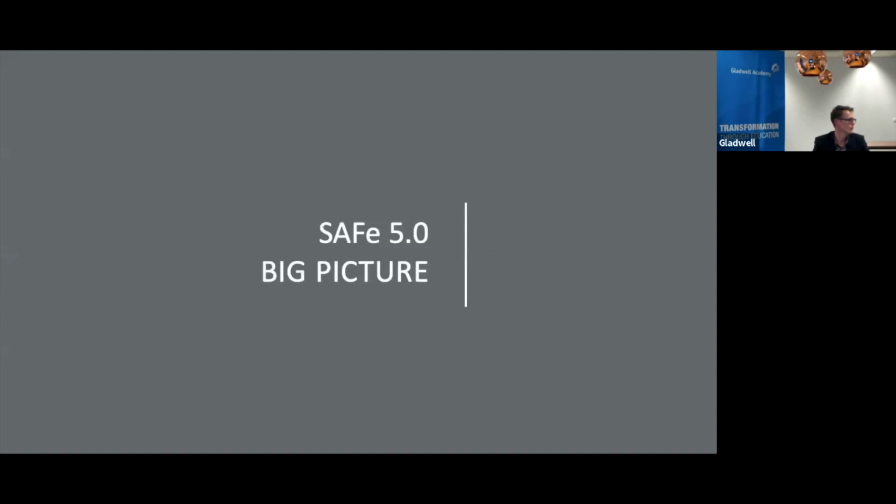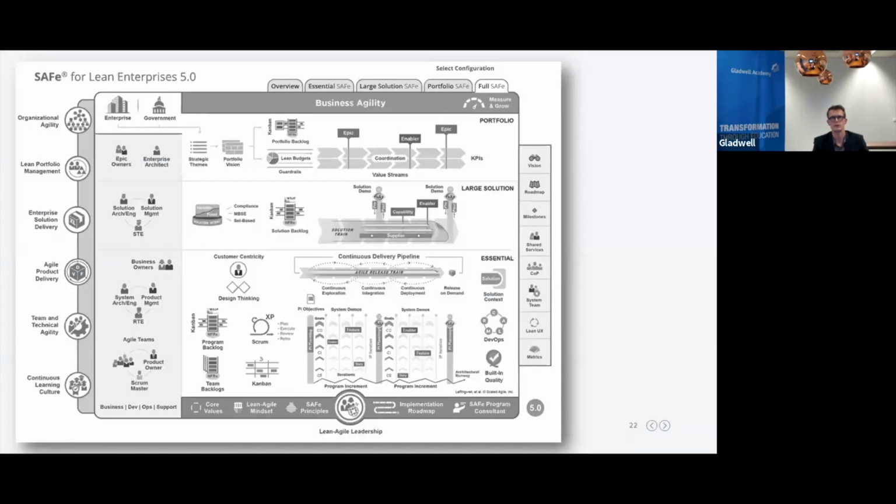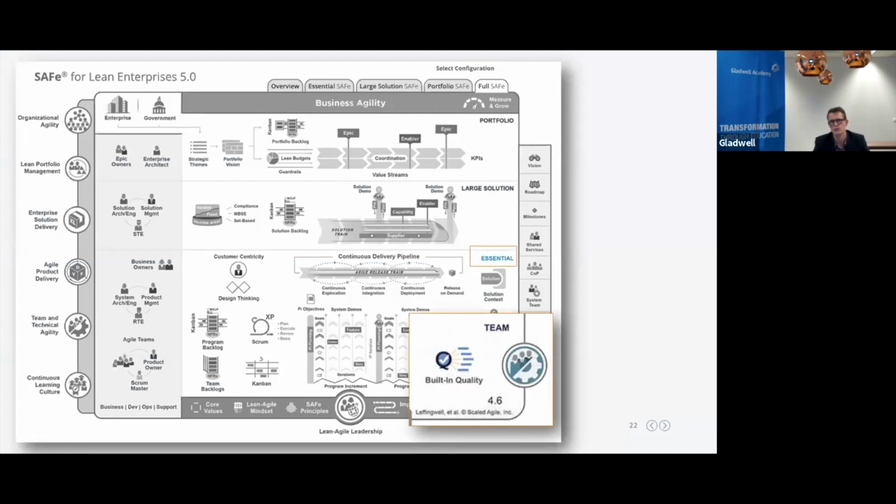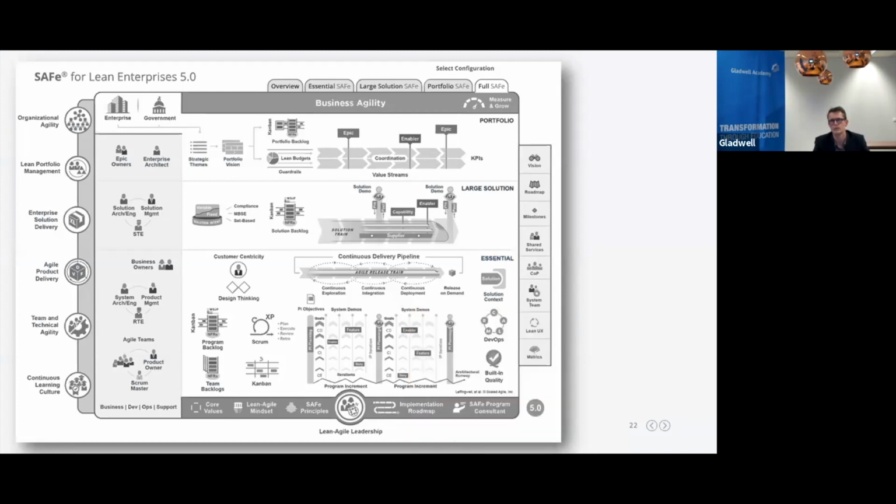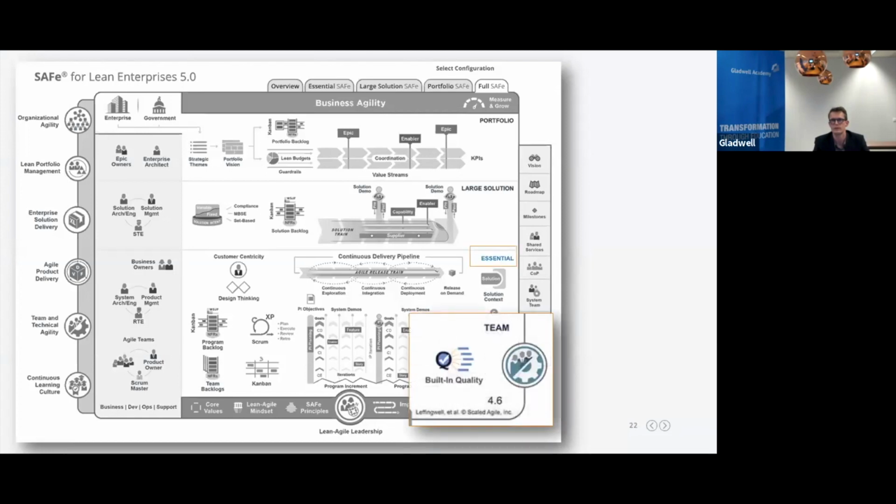Now on to 5.0, the big picture. So here it is again in grayish style, and I'm now going to point out some of the main differences. We already went over the competencies, but what really comes into sight immediately is that we are missing the program level here and the team level at the right bottom. So this is now all labeled as Essential SAFe.